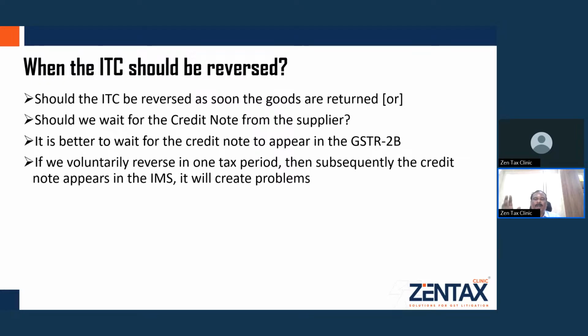Whenever the credit note comes in IMS, either you have to accept it or reject it, or you can keep it pending for a maximum of one tax period as per the recent amendment. If you have reduced earlier, you have to reject it, and then it will be added to the outward tax liability of the supplier. So avoidable issues will come. For that, it is better to wait till the credit note appears in the GSTR 2B. As soon as he gives it and you accept it, your ITC will automatically get reduced.